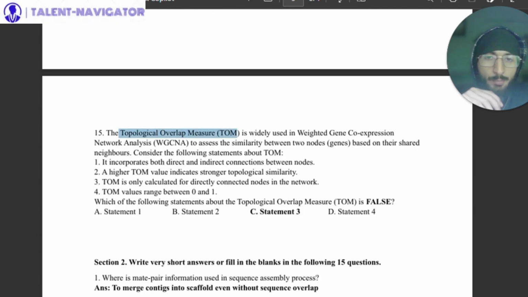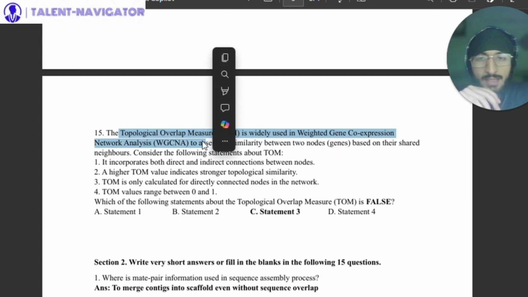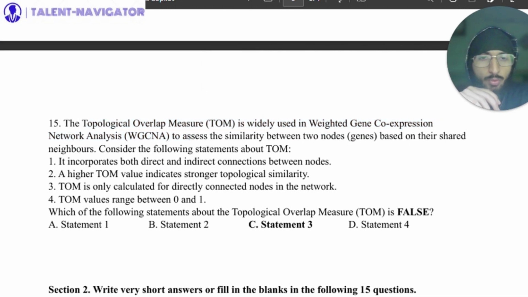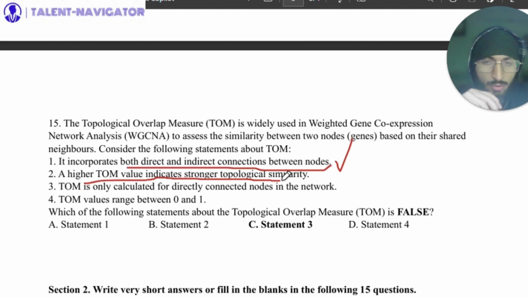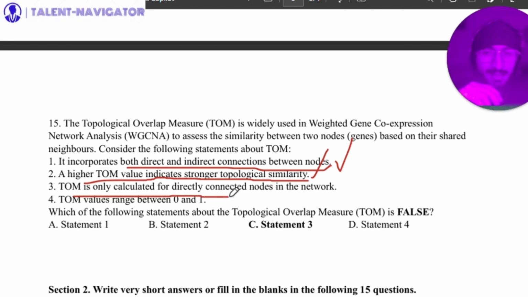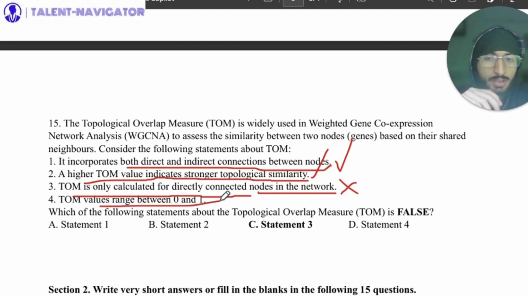Now, the topological overlap measure (TOM) is widely used in WGCNA, that is weighted gene co-expression network analysis, to assess the similarity between two nodes or genes based on their shared neighbors. Consider the following statements. TOM incorporates both direct and indirect connections between nodes. That is true. A higher TOM value indicates stronger topological similarity. True. TOM is only calculated for directly connected nodes in the network. False. TOM values range between 0 and 1. True. So the false statement is statement 3.